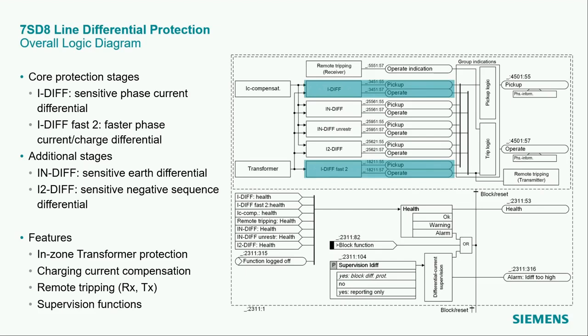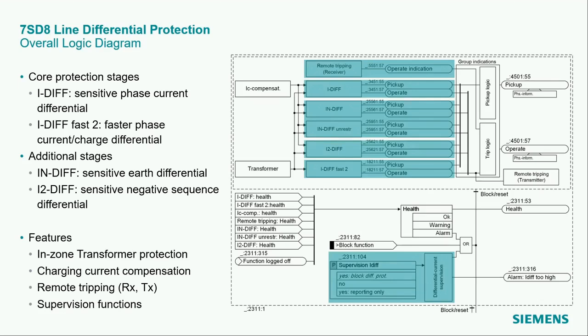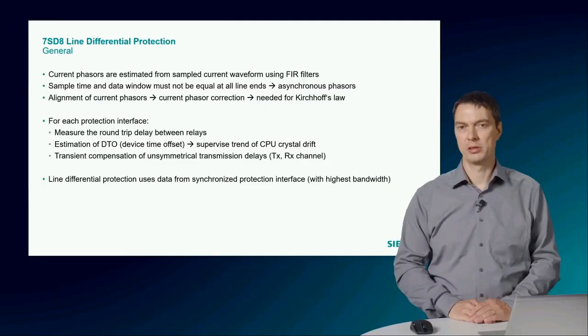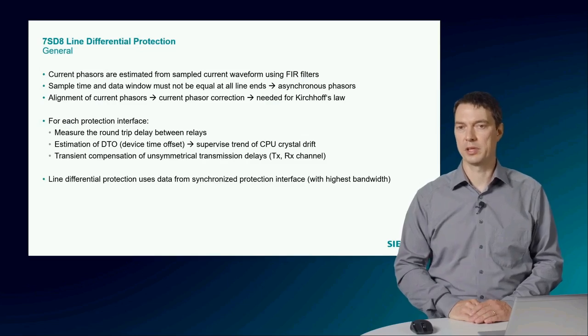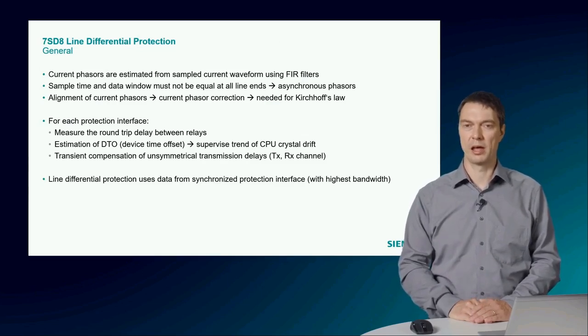For special applications, we also provide an earth or zero sequence and a negative sequence current differential stage, I-N-DIFF and I2-DIFF. Both are intended to be more sensitive than the I-DIFF. Already mentioned, additional features like the in-zone transformer protection and capacitive charging current compensation, and supervision functions are included. In general, the current phasors are estimated from sampled current waveform using FIR filters.